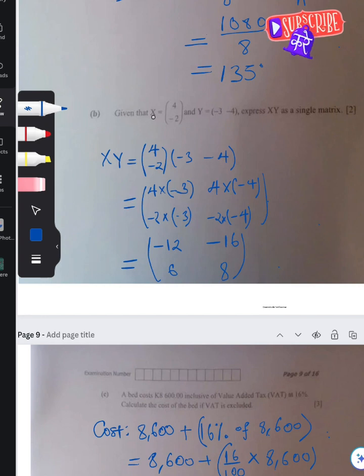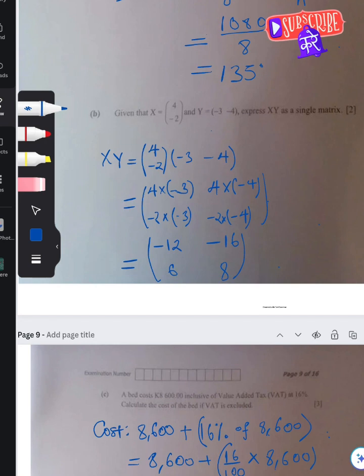The next problem is about matrices. Given a matrix X, which is 4, -2, and Y, which is -3, 4, express XY as a single matrix. This is just multiplication of matrices. First of all, you need to understand the order of the matrices. X is a 2 by 1 matrix, that is 2 rows and 1 column, and Y is 1 row, 2 columns.